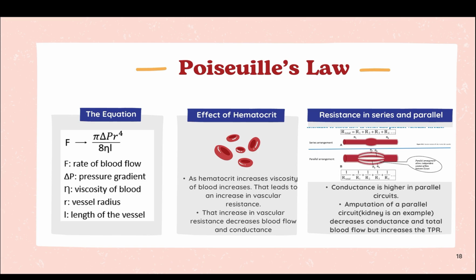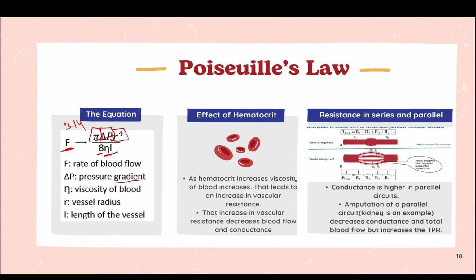Let's talk about Poiseuille's law. We have here the rate of blood flow. This is pi, that's 3.14. And then we have delta P. What's that? That's the pressure gradient. This is the same as pressure difference or change in pressure. They put the word gradient to make it sound more fancy. Then we have the radius to the power of 4. This is why it is proportional to the diameter to the power of 4. And then we have 8, just a number 8. And then we have the viscosity of the blood, and the length of the vessel.